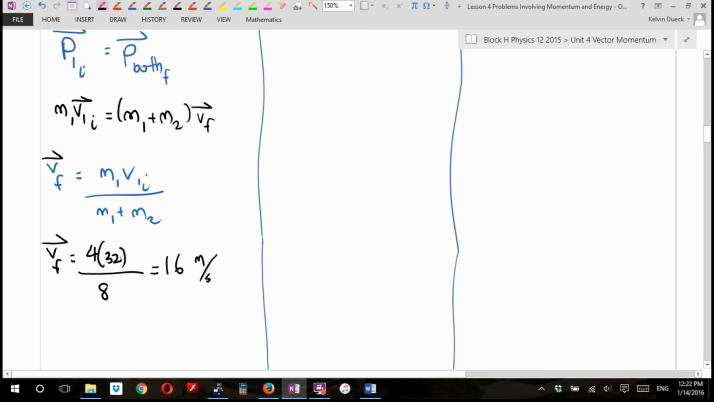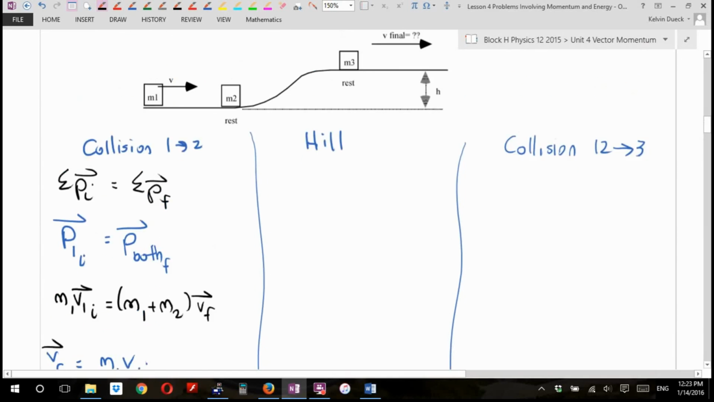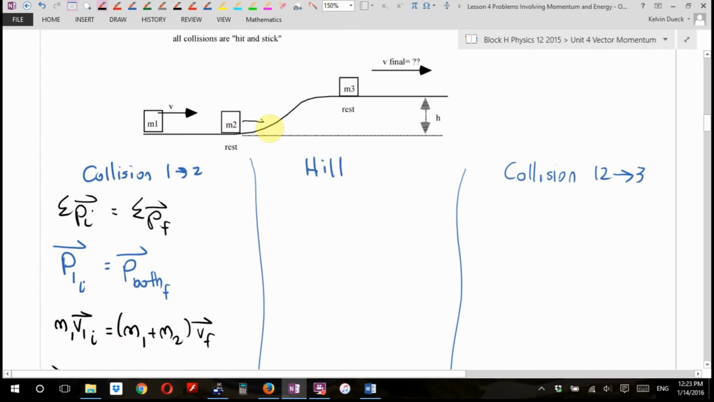Now, is this my final answer? I could add a direction east, but I'll add a direction at the very end because they did say velocity. Okay. Now, they move off. What's the next thing they run into? Did you say a change in height? A change in speed? Kind of a curvy path? You know what? Conservation of energy.